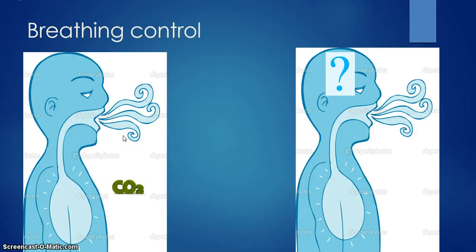The second one is neural control. Neural control is when you control breathing on your own. So as you can see here, the question mark is you're thinking about your own breathing. You do your breathing yourself. So you choose when you breathe in, when you breathe out.